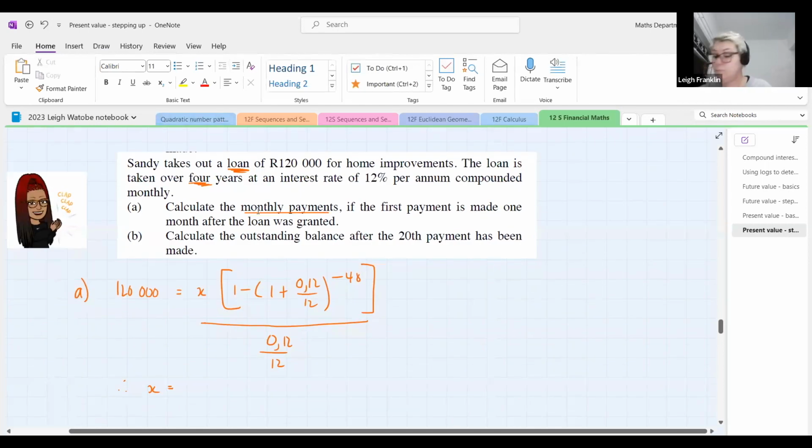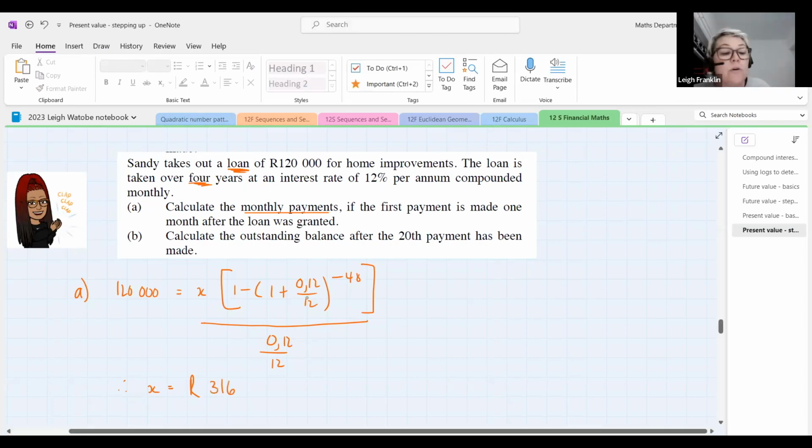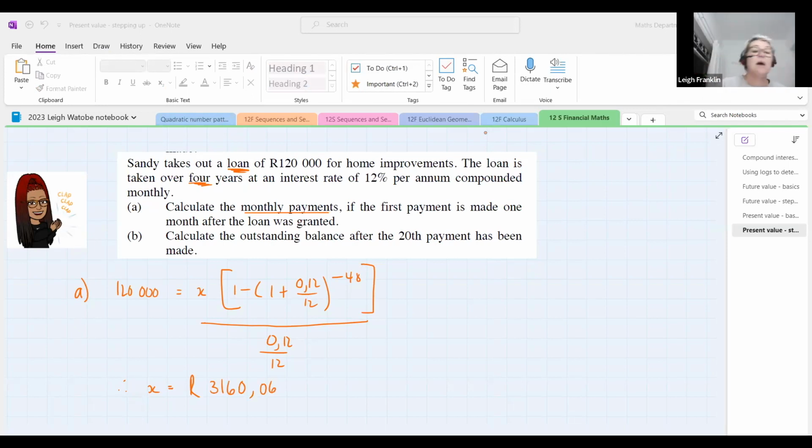Okay. I'm calculating. See if it's the same as you guys. Yes, Nolatundo, me too. Okay, 3160.06. All right, so that's what Sandy's monthly installment, her equal monthly payment, is going to be.